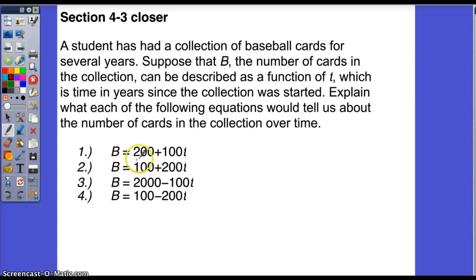For this one here, well, the baseball cards would start with 200, and it would increase by 100 each year. Here, it starts with 100, and it would increase, because it's plus, by 200 each year. Here, they started with 2,000, and it's going down by 100 each year. Here, it started at 100, and it went down by 200 each year.